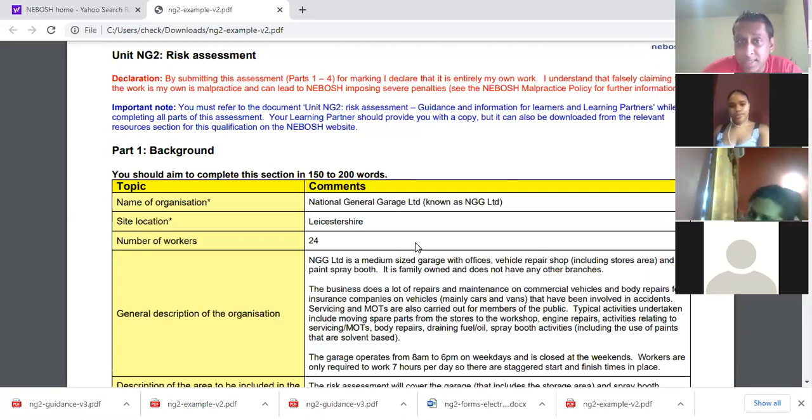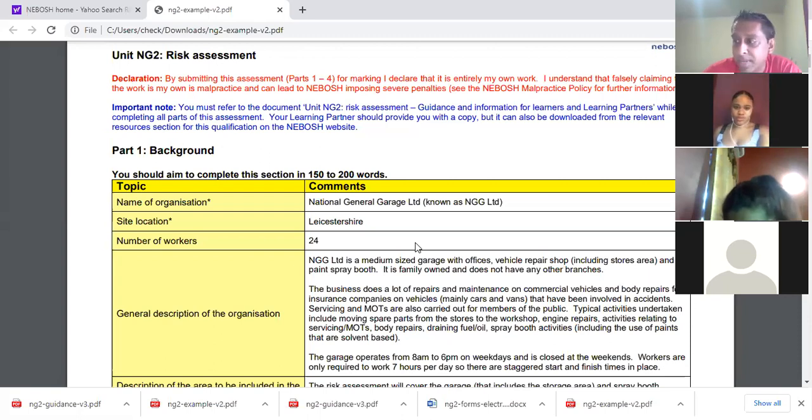It is important, like I said, if you wanted to get a local comment on it. Remember, we are not the examiners, but it'll be nice to know that you're kind of meeting the standards. And that's what my contributions are anyway, that you're either meeting the standard or you're not meeting the standard, right? So anyway, the name of the organization, National General Garage Limited, known as NGG Limited.